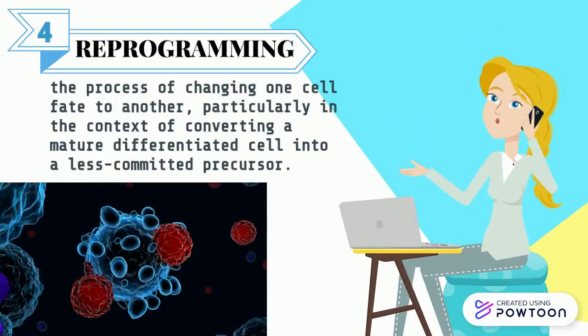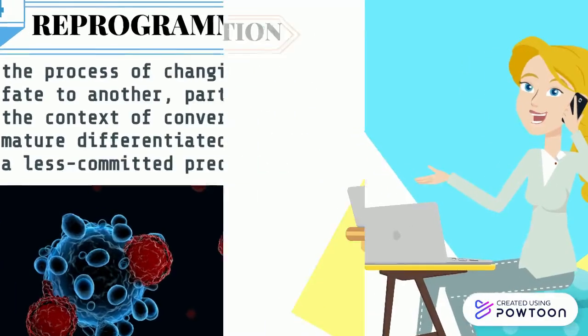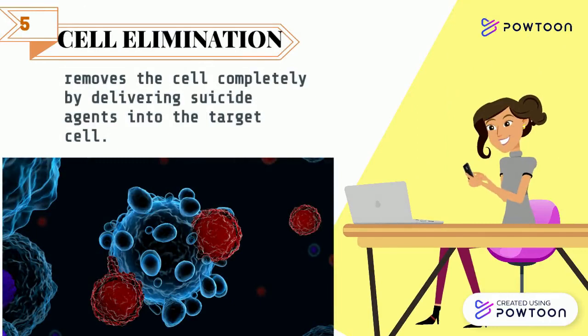Reprogramming is the process of changing one cell fate to another. Cell elimination removes the cell completely by delivering suicide agents into the target cell.